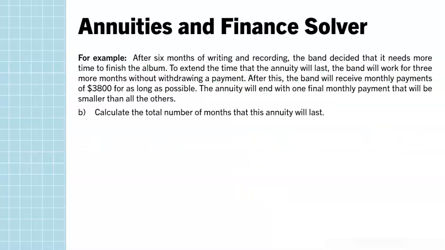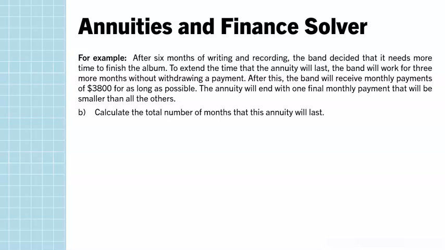So this is a continuation of that question. After 6 months of writing and recording, the band decides that it needs more time to finish the album. To extend the time that the annuity will last, the band will work for 3 more months without withdrawing a payment.